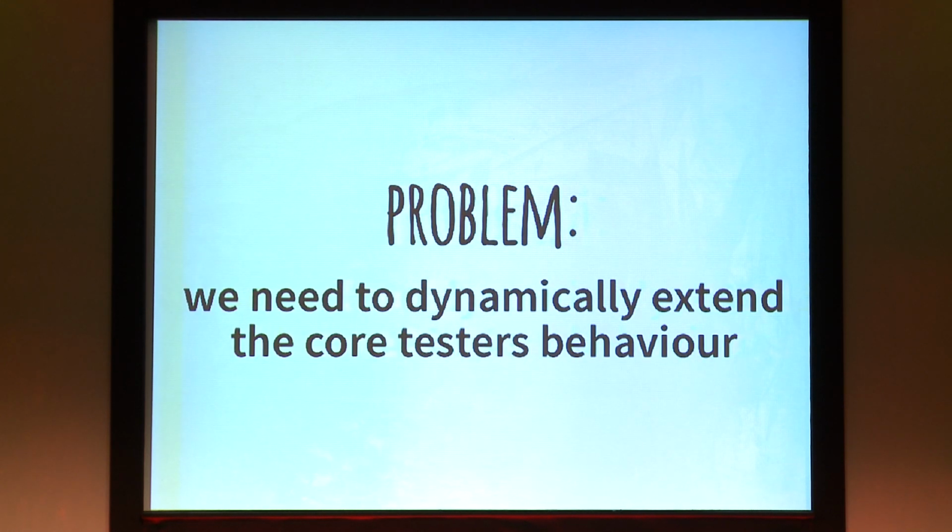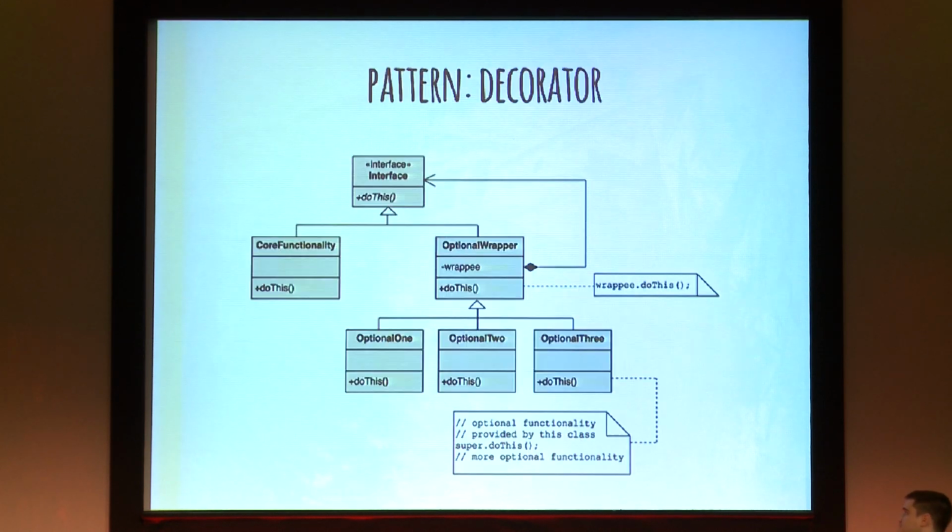Well, we have a problem, obviously. We need to dynamically extend the core tester's behavior, or rather add additional behavior without changing the original one. And we have the decorator pattern for that. The way the decorator pattern works is that you extract the interface out of the object you want to extend, and then you create a new class which implements this interface and accepts the same interface as a constructor argument. It decorates the original object, and then proxies calls to the original one.